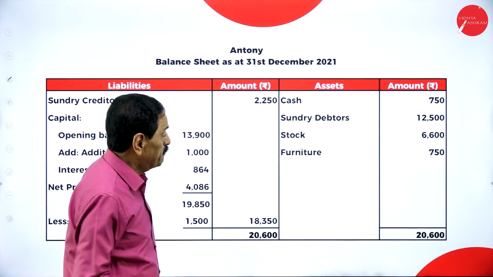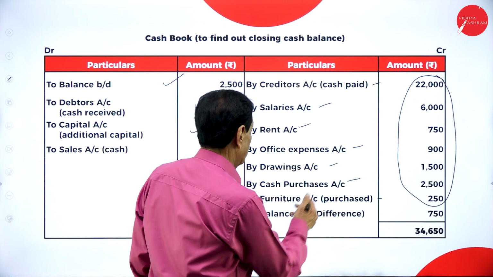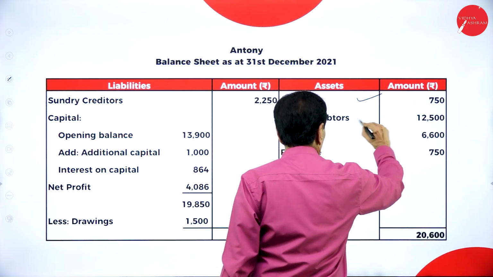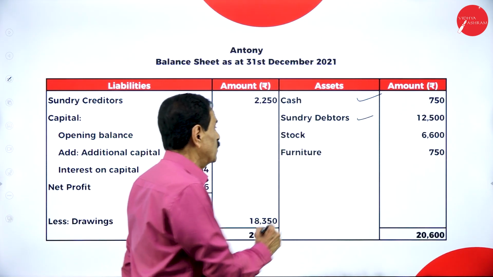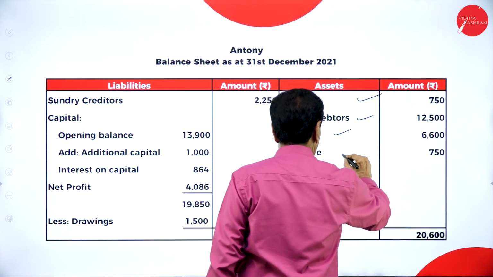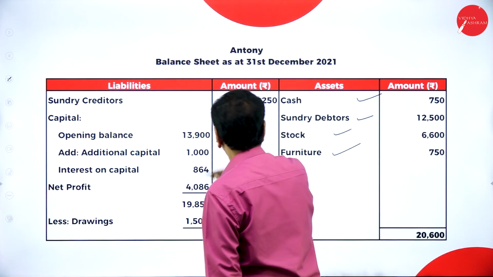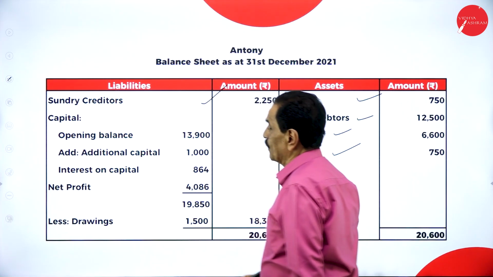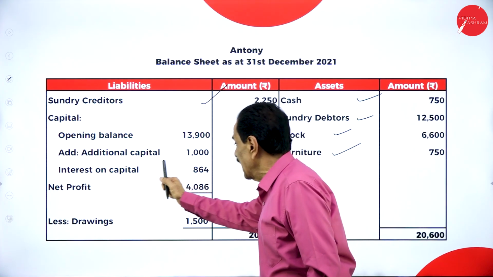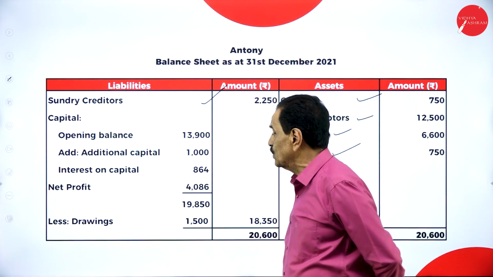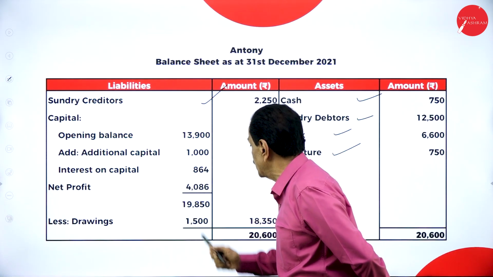Your closing cash balance as per the cash book is 750. Closing debtor is 12,500. Closing stock is 6,600. Closing furniture is 750. Closing creditor 2,250. We start with the opening balance of 13,500. Add additional capital 1,000. Add interest on capital 864.